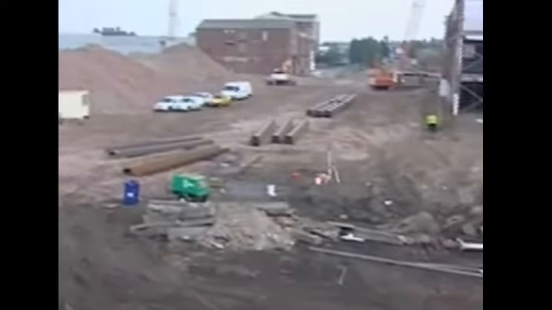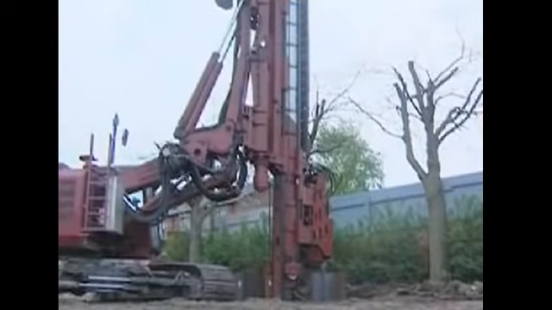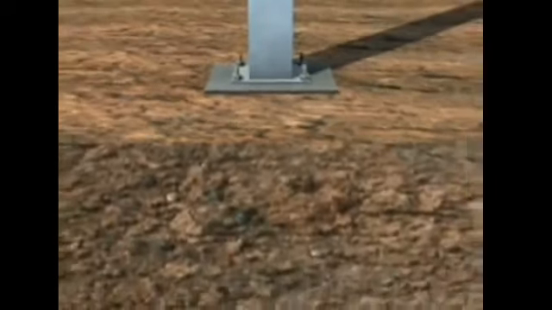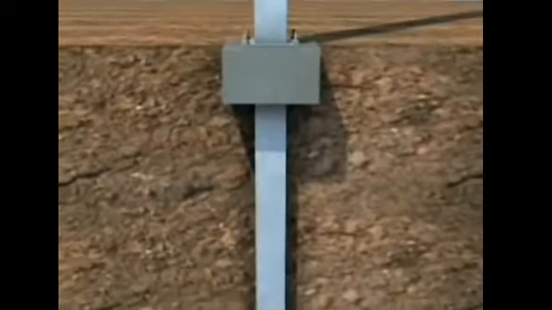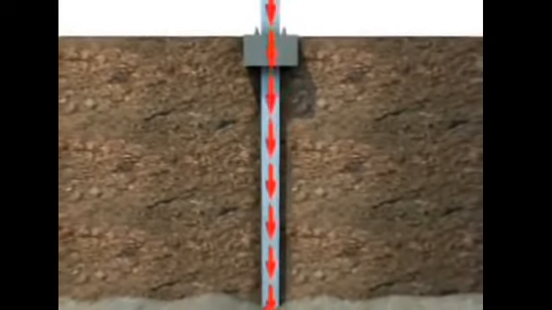The first step in the construction process is the laying of foundations. Depending on the strength of the ground, different types of foundation can be used. Where poor ground conditions are prevalent, piled foundations will typically be used. This technique enables loads from the structure to be transferred to competent ground strata.